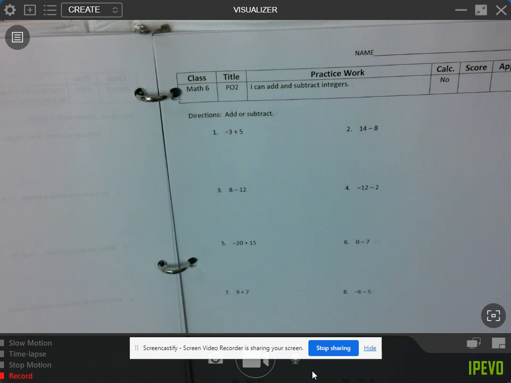So retakes you can't do whenever you want. You can only do them when it's a retake time. So Wednesday or Thursday after school, or Fridays that are retake days. That's the only time we do retakes.